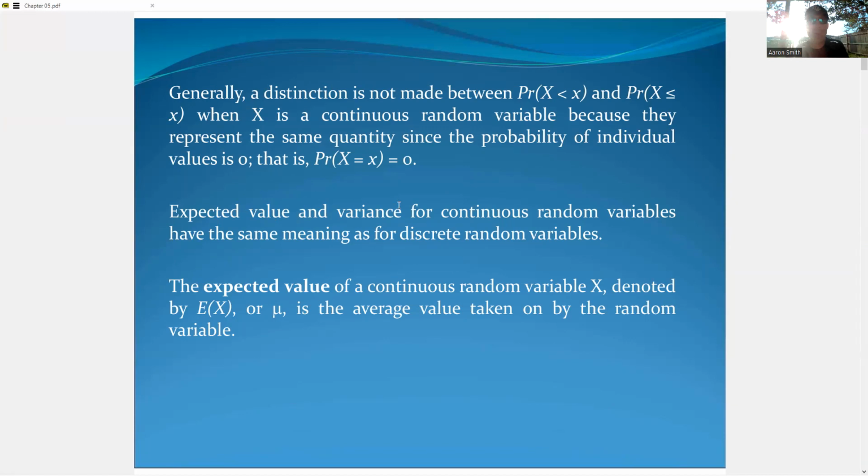The expected value and variance for continuous random variables have the same meaning as they do for discrete random variables. Now, to compute them, it's a little bit more complicated. When I have discrete random variables, expected values and variances can be computed using sums, using addition and multiplication. When I talk about continuous random variables, we have to invoke some calculus. And since we have to invoke calculus, we're not going to do it in this class.